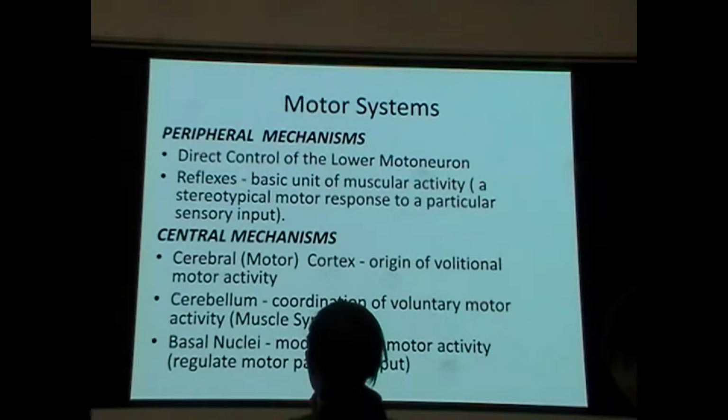Okay, we'll talk in a little more detail about central mechanisms. Of course, the cerebral motor cortex is what we call the origin of volitional motor activity. Well, what does that mean? It means if you want to move a certain way, you can just by thinking about wanting to move in a certain way. You can do it voluntarily. There's no non-conscious entity that plays a role here. If you want to raise your hand, if you want to raise your middle finger, you can.